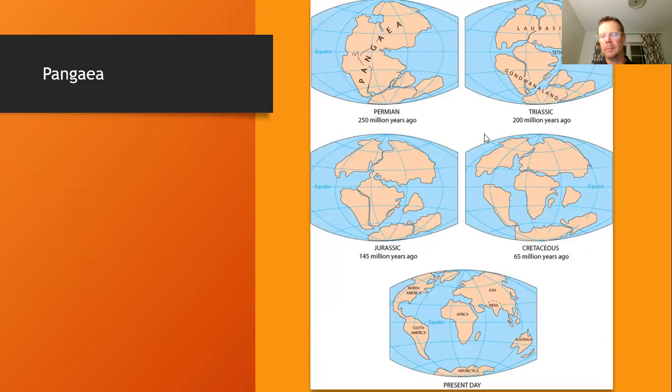Now, Pangea is based on the idea of plate tectonics. And that is that at one point in the history of this Earth, all of the land masses existed together in one giant mass called Pangea.